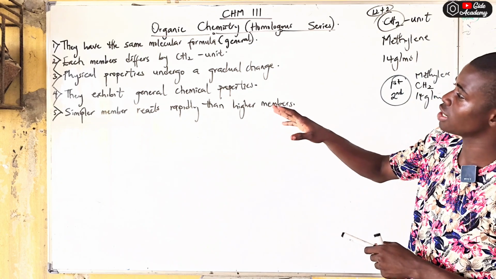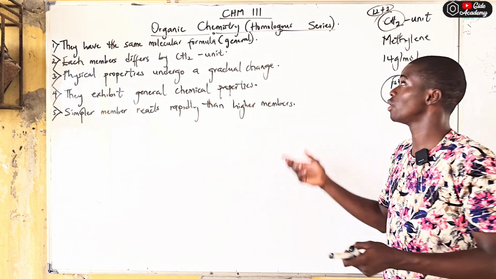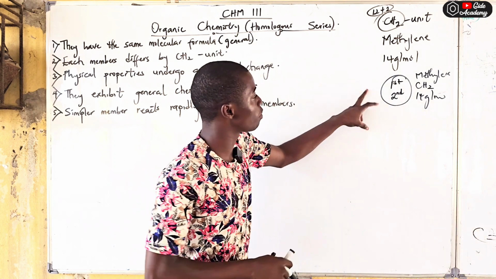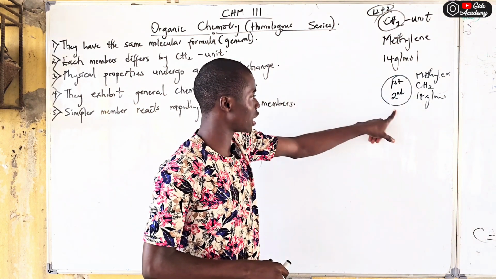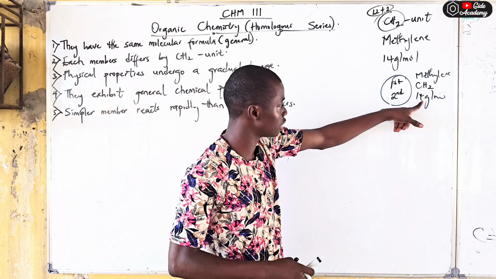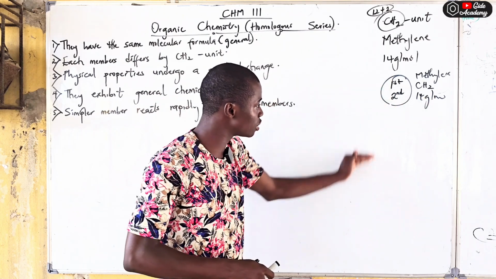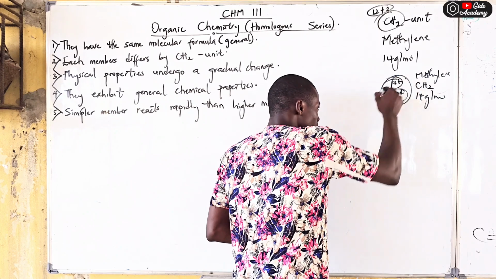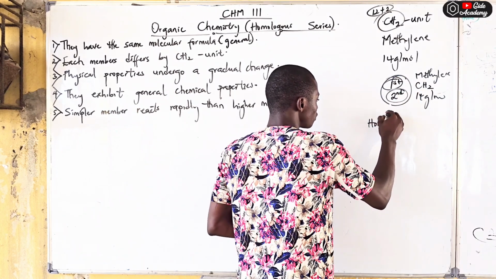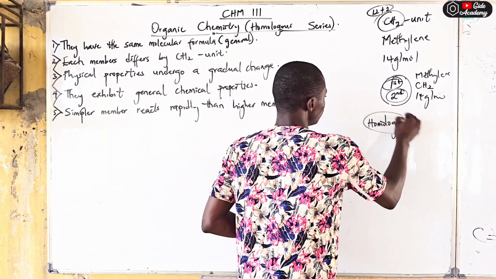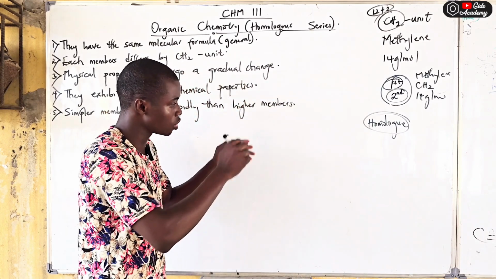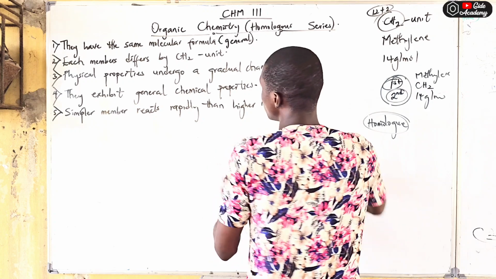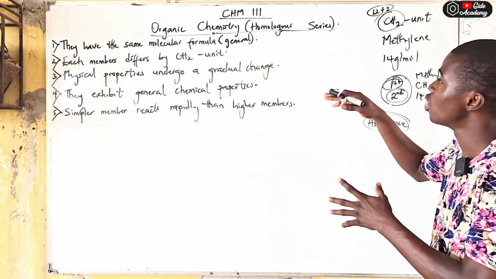Then the first thing we have there is the properties of a homologous series. And please take note, the difference between this one and this one is what we call CH2, methylene, and 14 grams per mole. Then the series is called homologous series, while the members of the series are called the homologs. So the series is homologous series, while the individual members are called the what? The homolog.